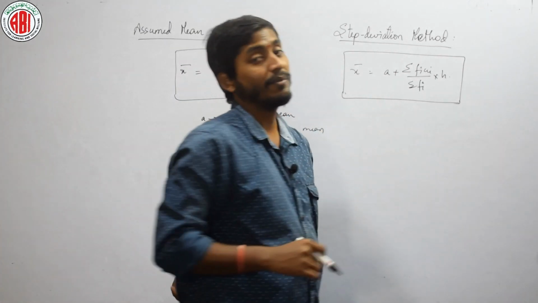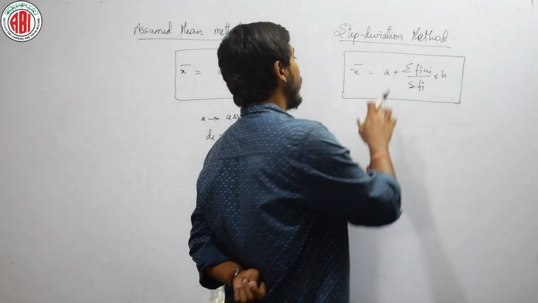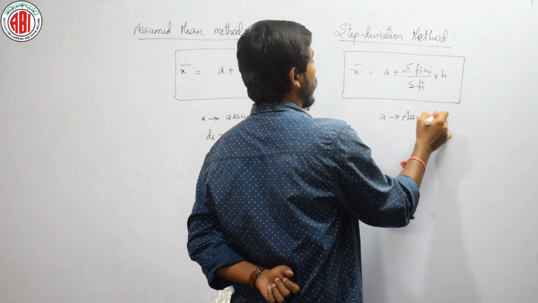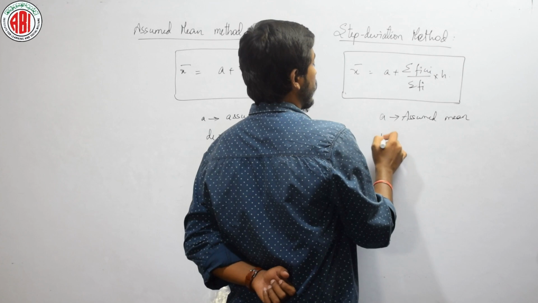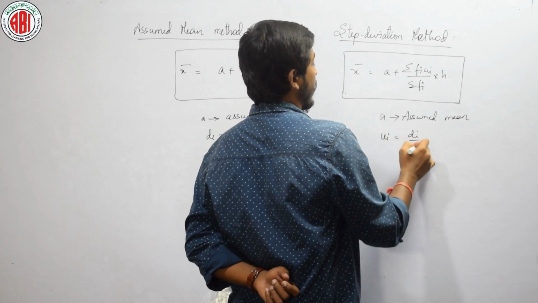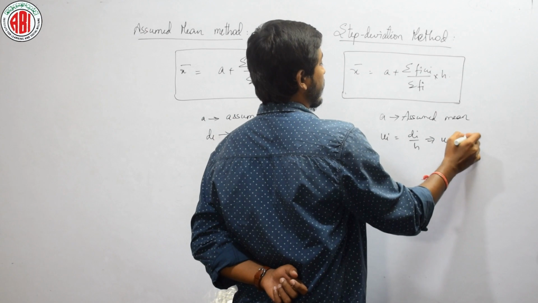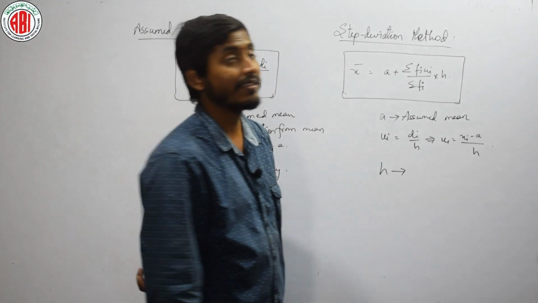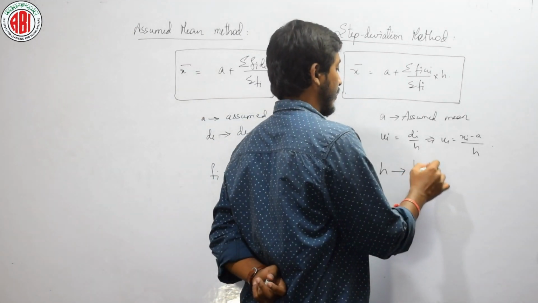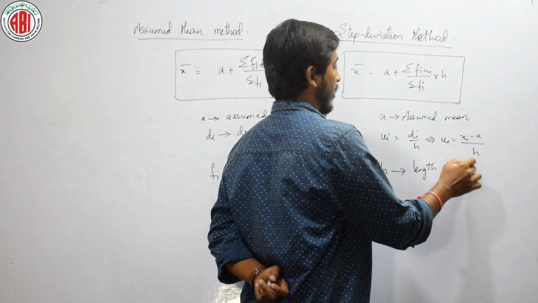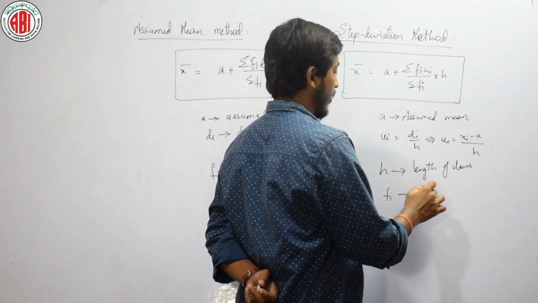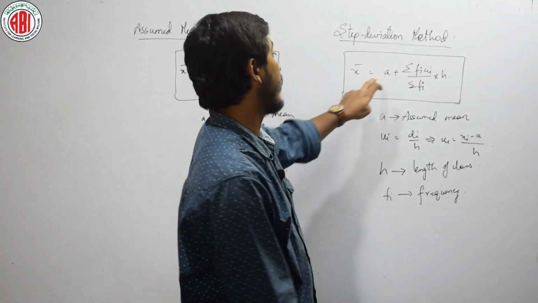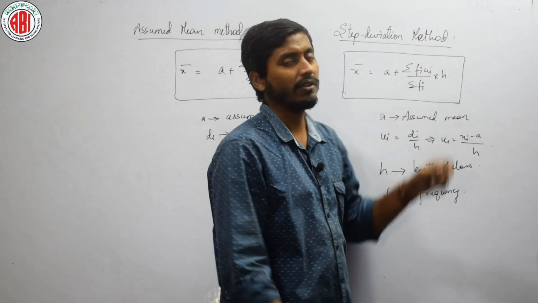Here this is the step deviation method. It is also called the shortcut method. Here A again is the assumed mean. What is ui? ui is di by h, which is nothing but xi minus A by h. What is h? It is the length of the class. What is fi? Frequency. This is the formula: A plus summation fi ui by summation fi, into h.